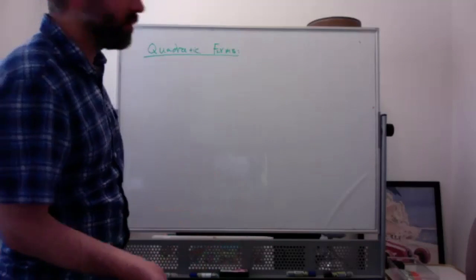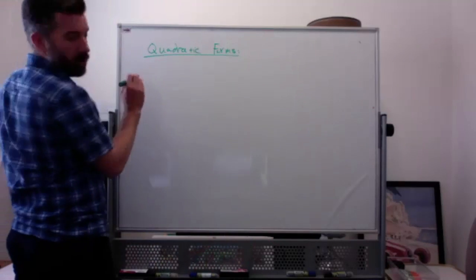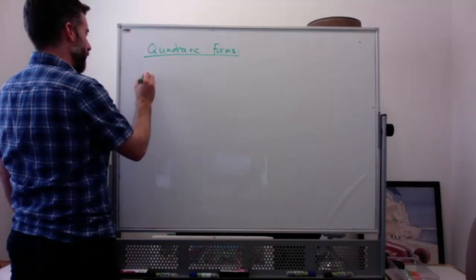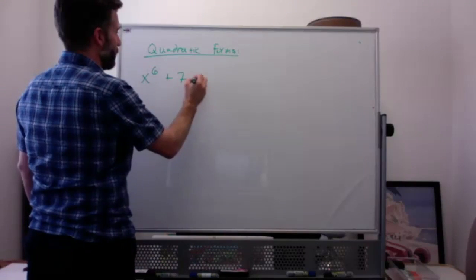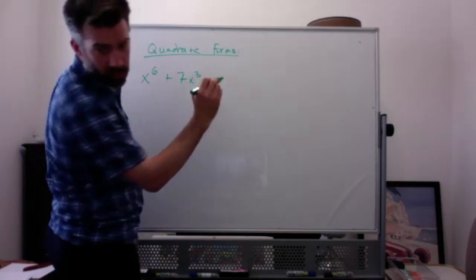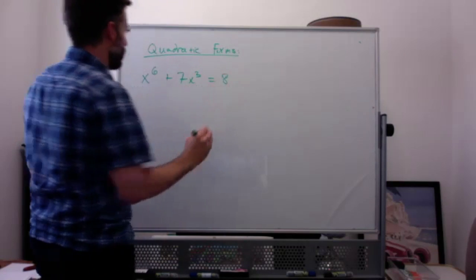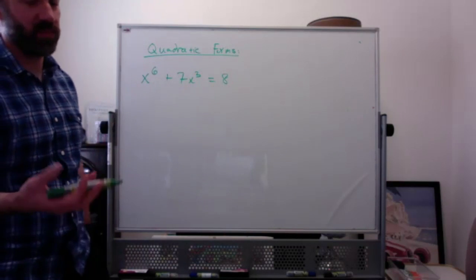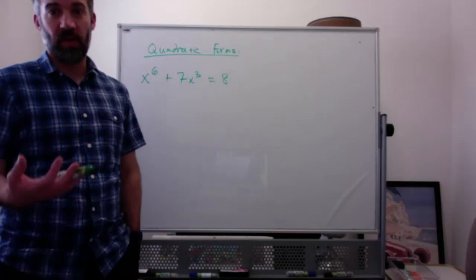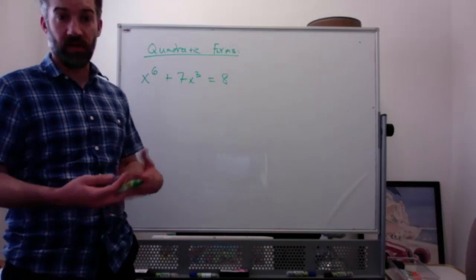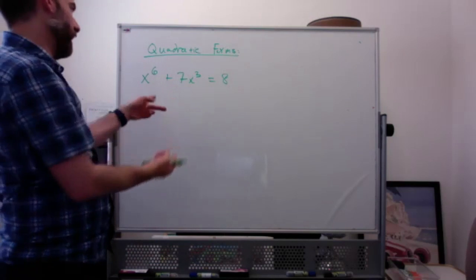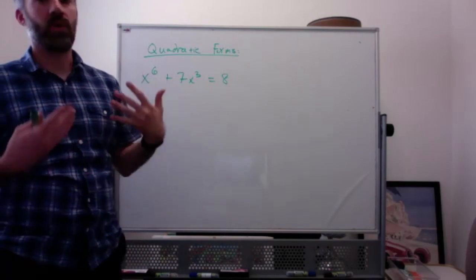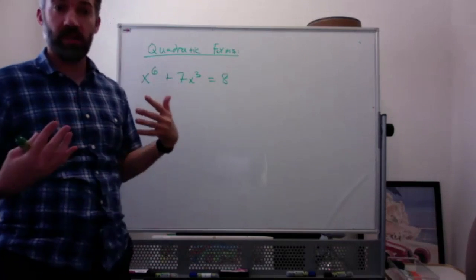So let's do an example of a quadratic form. I've got the following: x to the 6th plus 7x cubed equal to 8. And just like really any equation where you have powers of x that are something other than 1, if you have a non-linear equation where you have x to a higher power, we almost always want to bring everything to one side and factor.